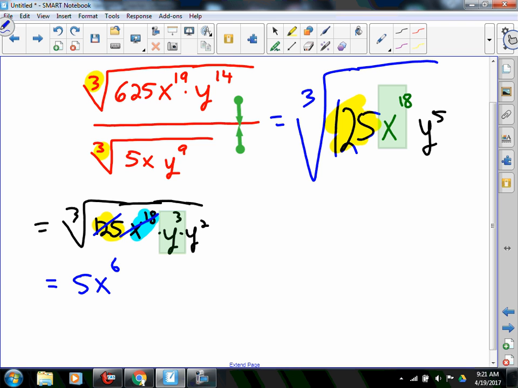A y is outside playing basketball. So there's a lot of people outside playing basketball in Newton Falls today. What's watching Springer? Y squared's watching Springer.